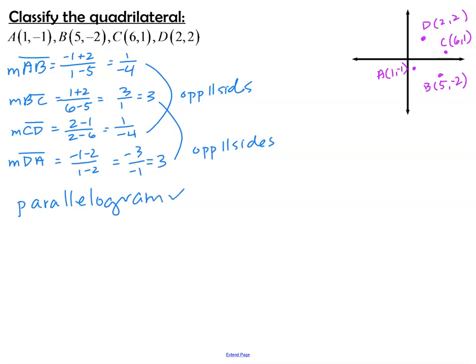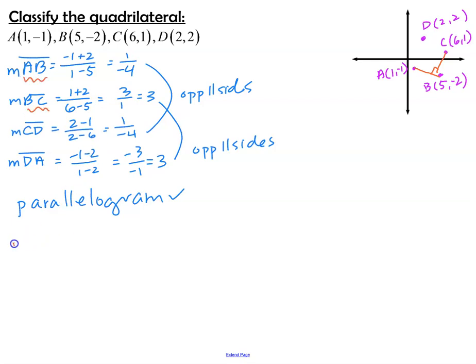Let's go ahead and do our rectangle and rhombus checks. For a rectangle, the fastest is going to be to take 2 consecutive sides and see if they are perpendicular, because if they are, that means they form a right angle, so then we would have ourselves a rectangle. The diagram helps us to find the 2 consecutive sides. You can take any 2 consecutives. I'm just going to take AB and BC.